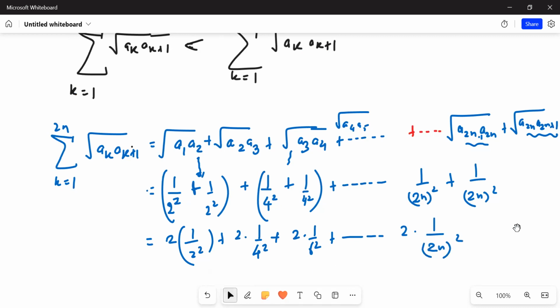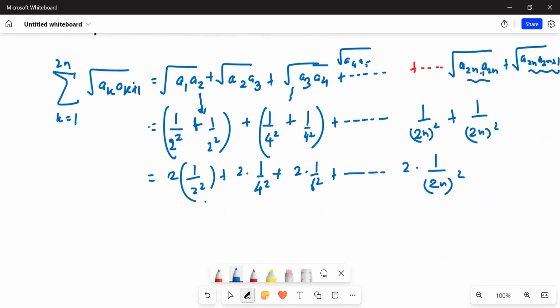So what I'll do, I'll take 1 upon 2 square common. From here, if I take 2 square common, I think 2 also let me take common. 2 upon 2 square, if I take common, this is 1. I think this would be 1 upon 2 square. This will be 1 upon 3 square, and so on, up to 1 upon n square.